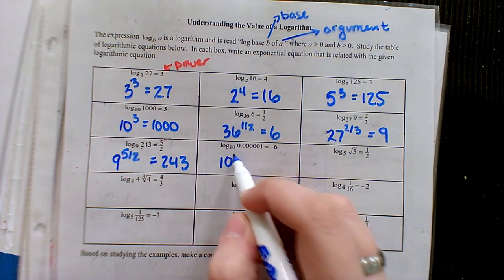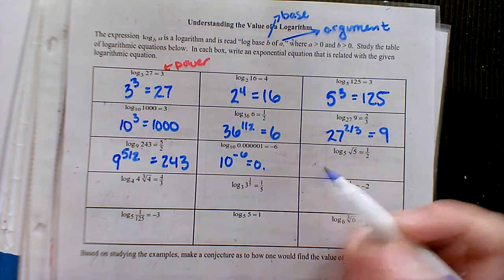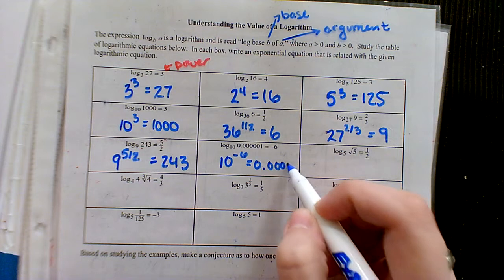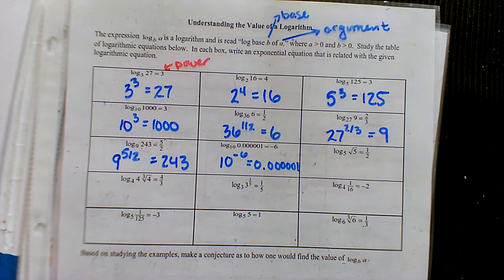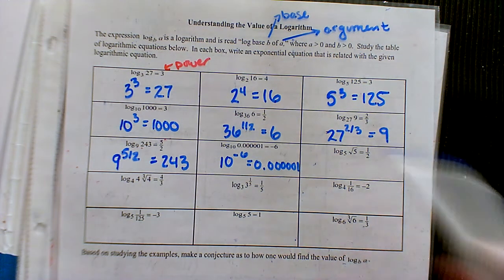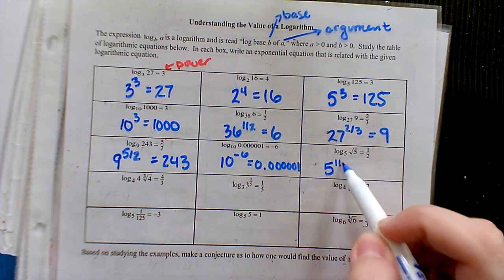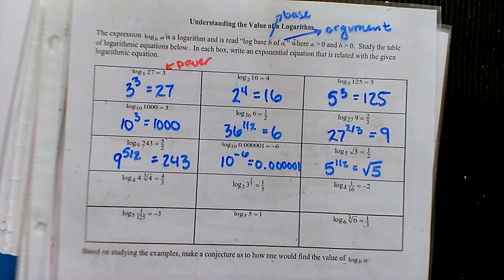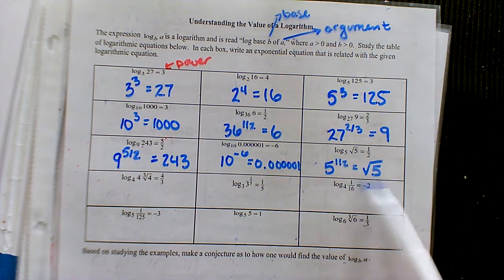Alright, the next one we have 10 to the negative 6th power, 0.00, let's see, 1, 2, 3, 5 zeros, 1. We're used to scientific notation, right? 10 to a power moves the decimal place. That's essentially what's going on here. Next one would be 5 to the 1/2 power is the same as the square root of 5. Hopefully that makes sense because we can rewrite a square root as a 1/2 power, so those should be equal.